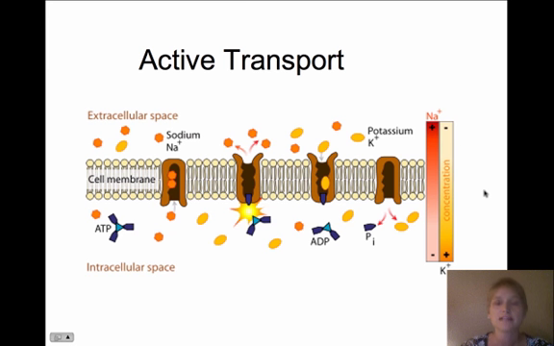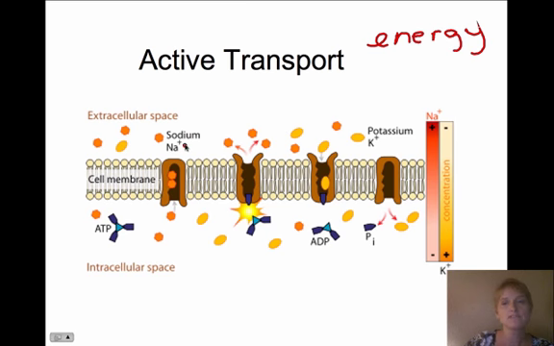All right, active transport is the next one that we're going to talk about. Active transport is really important to the cell. It does require energy, so that's why it's called active transport. So there is an energy requirement for this. But a good example of this is the sodium-potassium pump.